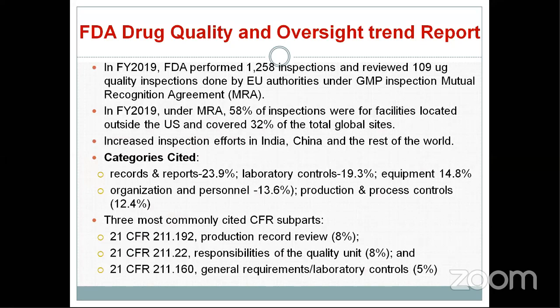FDA also does the drug quality and oversight trend report. In 2019, 1,258 inspections were done. They also reviewed the ones done by EU authorities under the Mutual Recognition Agreement. The categories cited are records and reports, laboratory controls, equipment, and production and process controls.